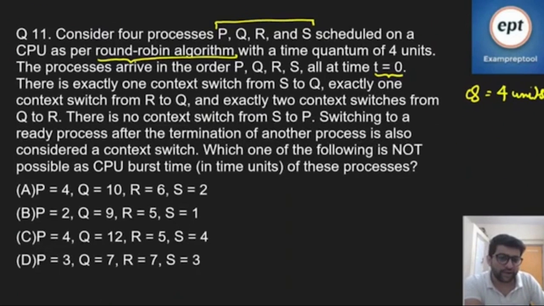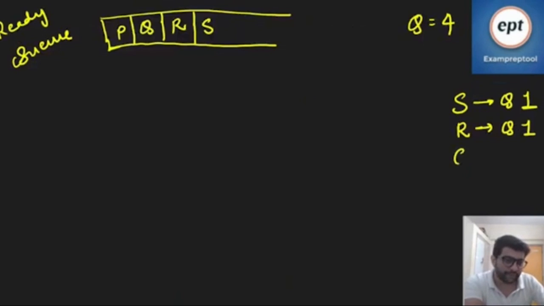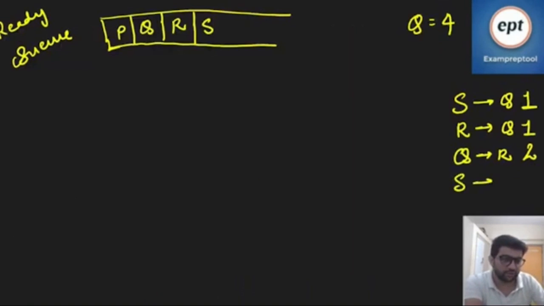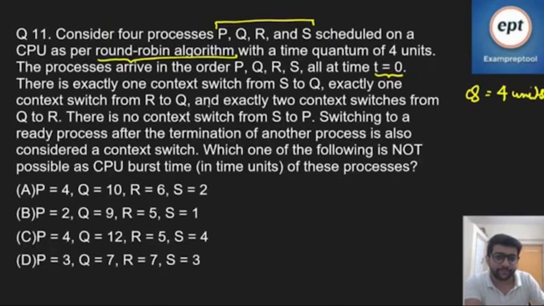And exactly two context switches from Q to R. Q to R, there are two context switches. And there are no context switches from S to P. S to P, there are no context switches, right?